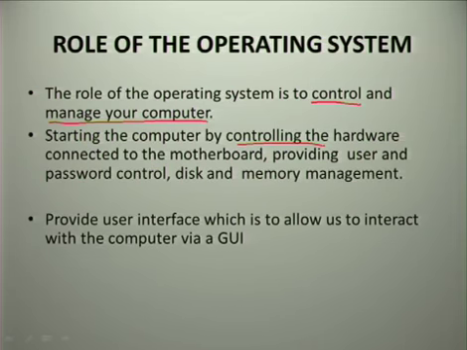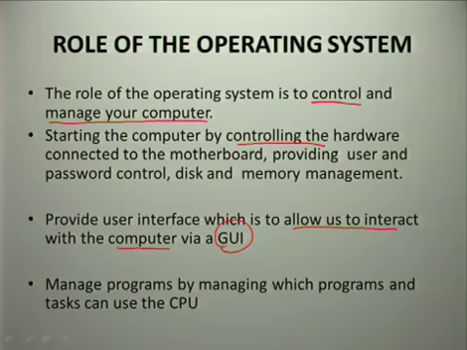Your operating system can also provide user interface, which allows us to interact with your computer using GUI. GUI simply means graphical user interface, where you are able to click and close windows, minimize, maximize, scroll, etc. Our operating system also manages programs by managing which programs and tasks can use the CPU.